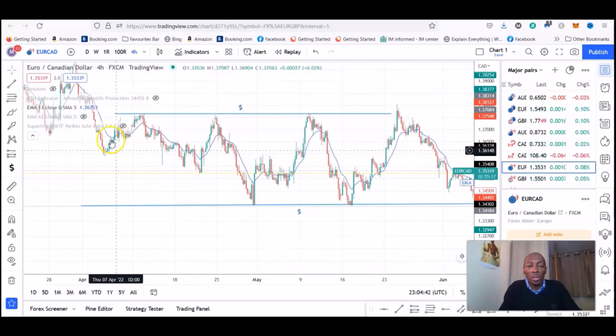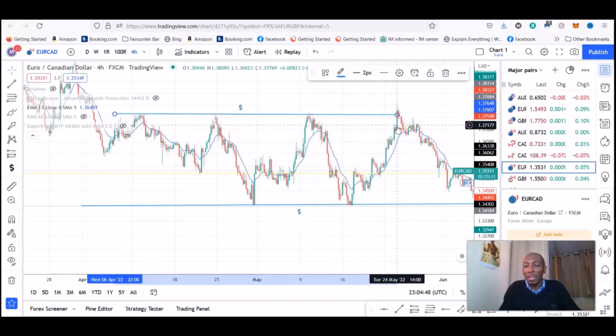I mean, this is just gorgeous. Look how many touches we've got here. Three beautiful touches. Of course, you're thinking this next time it comes up here, it's going to touch. What does it do? It yanks right through. Takes people's money.